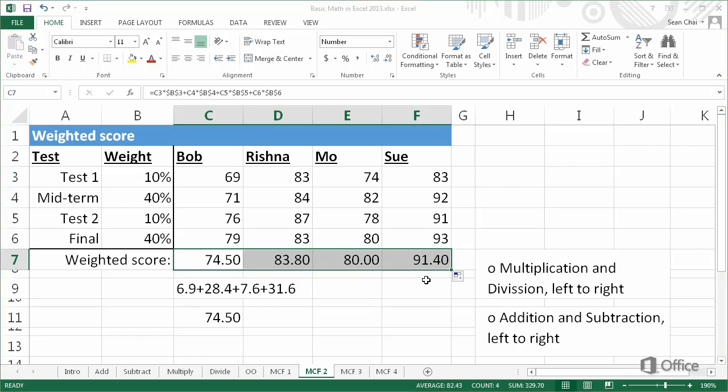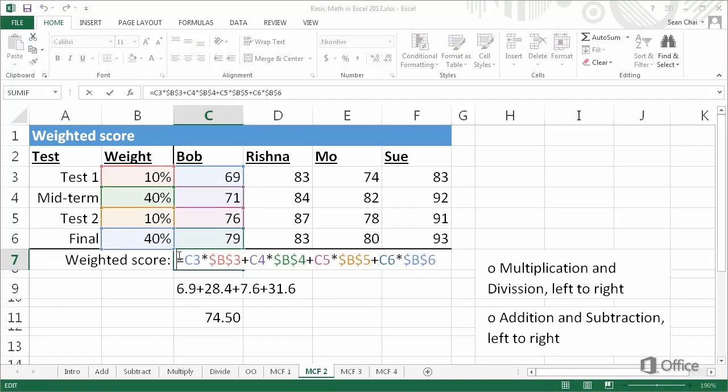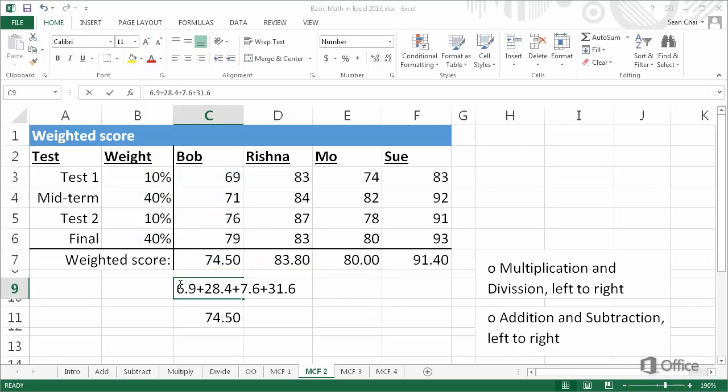Let's take a look at what's happening in this formula for Bob's weighted score. Each of the test scores and their weights are multiplied, resulting in this formula. Then the numbers are added together, resulting in 74.5.